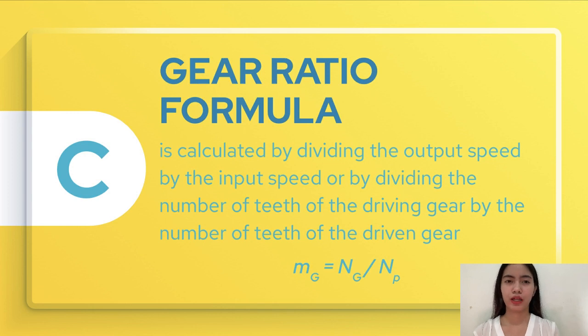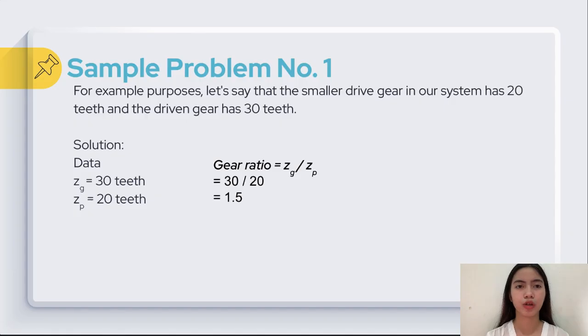Gear ratio formula. Gear ratio is calculated by dividing the output speed by the input speed or by dividing the number of teeth of the driving gear by the number of teeth of the driven gear. For example, let's say that the smaller driving gear in our system has 20 teeth and the driven gear has 30 teeth. To get the gear ratio, we can divide the driven gear, which is 30, over the driving gear, which is 20, which results to 1.5.